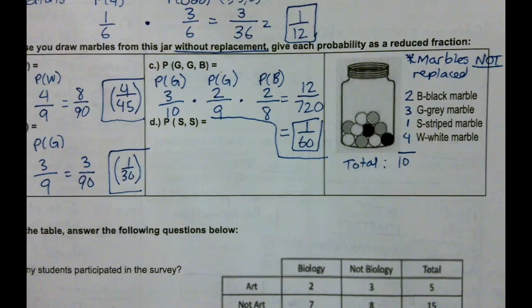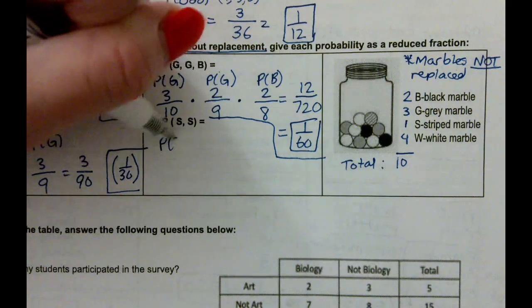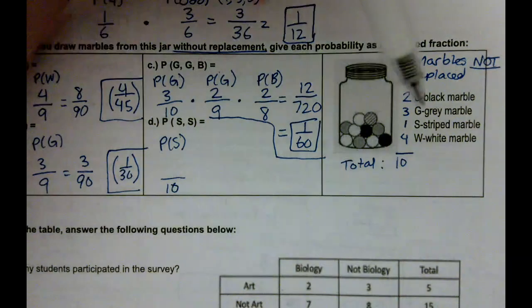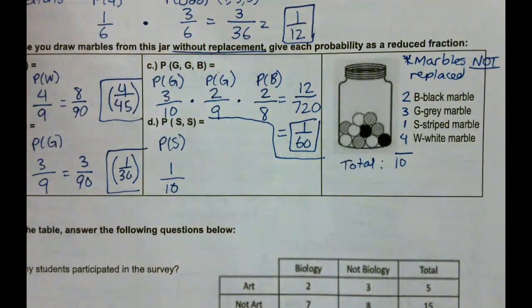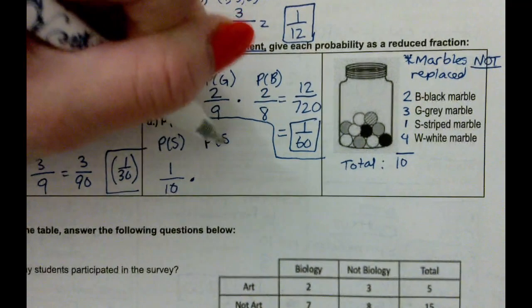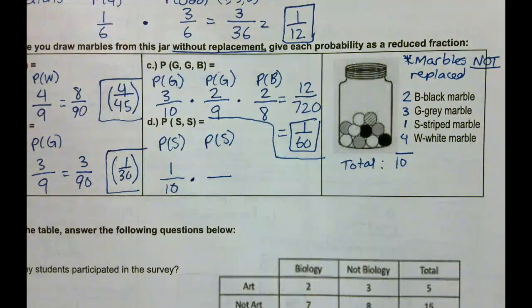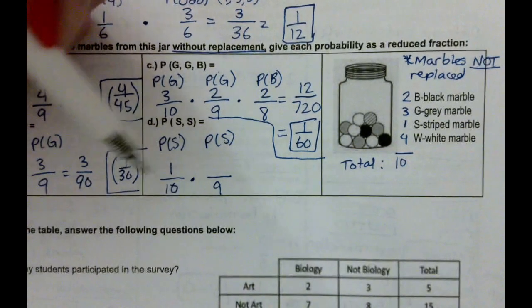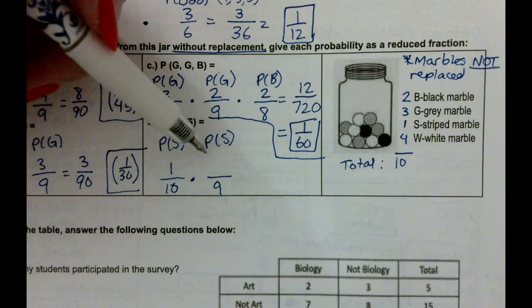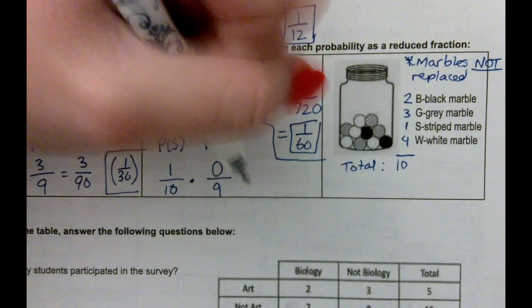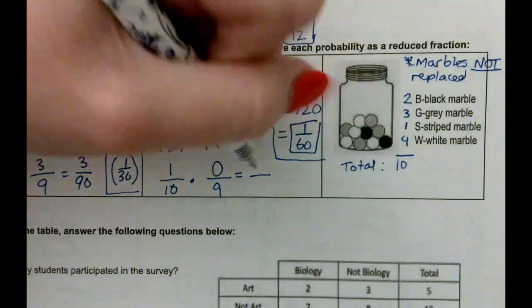All right, last problem. Probability of S and then another S. We're restarting with our numbers. We have 10 marbles in the jar. Only 1 of them is S. Hopefully some of you can see where this is going by now. And then we're going to pick another one out. Remember, marbles are not replaced, so I have 9 marbles left. Now, since I'm trying to pick another S, I have to take into account I had 1, and I picked it out the first time. So when I go to pick another S out, well, I don't have any left. I've got 0. So, if I multiply straight across, 1 times 0 is 0.